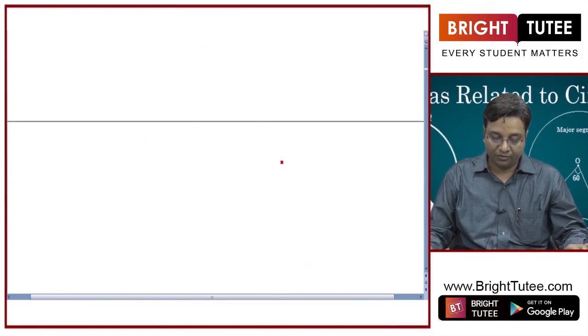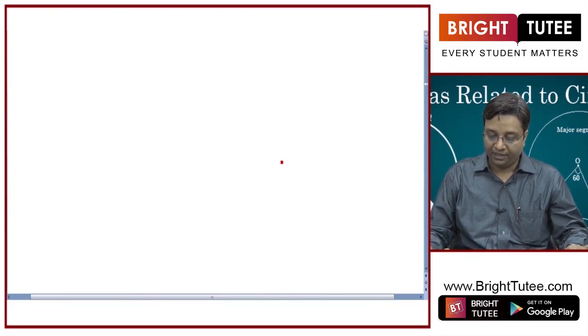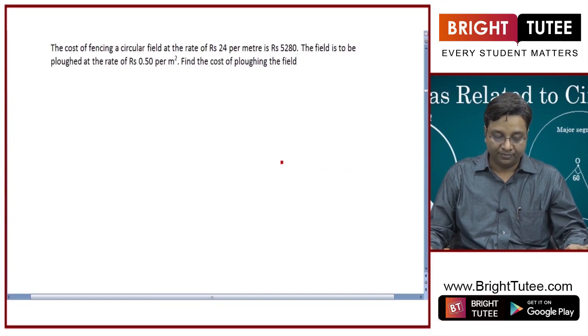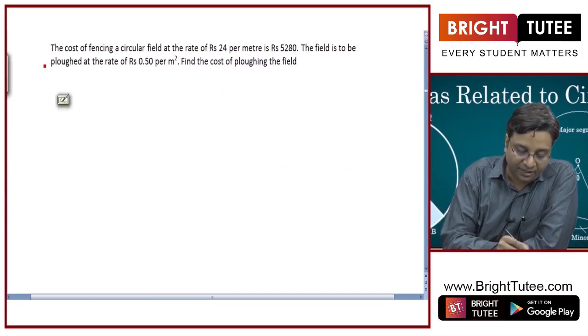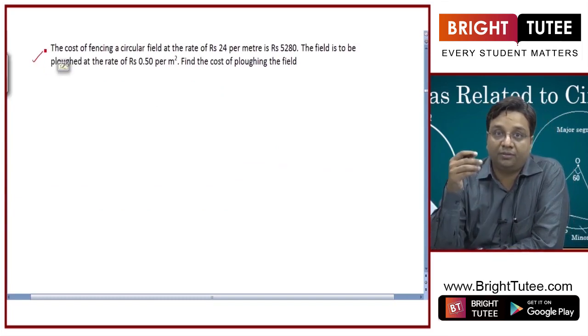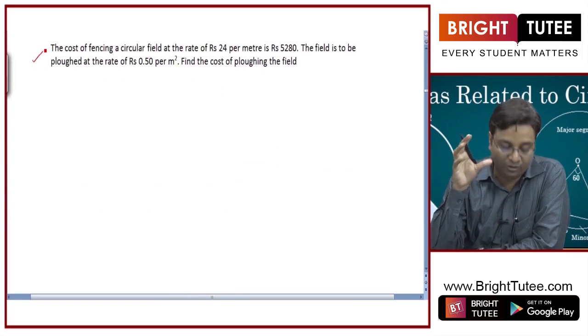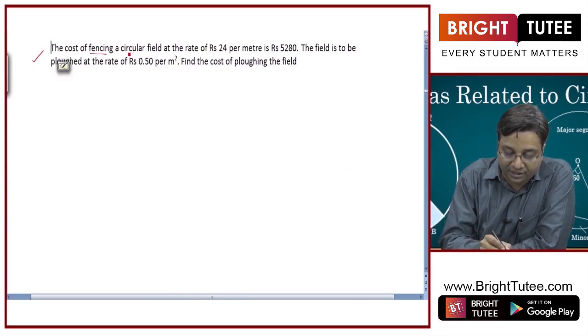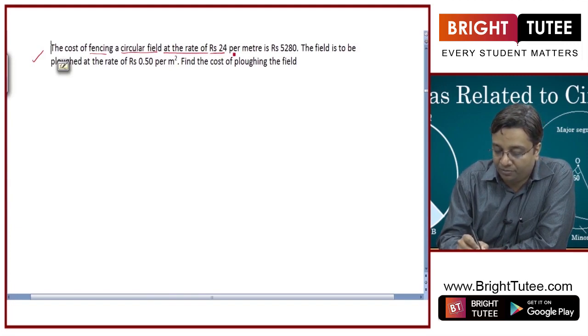Now, let's move to some questions here. Let's take an example first. This question is about the practical use of this knowledge about circle. The cost of fencing a circular field at the rate of rupees 24 per meter is rupees 5280.